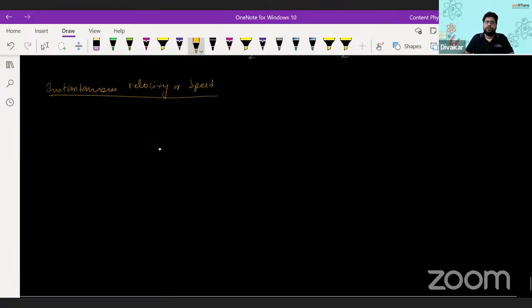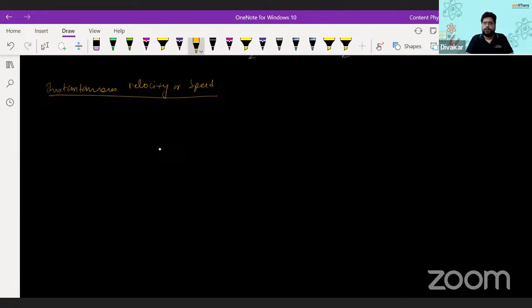Now, instantaneous velocity or speed is basically when you are not interested in the whole part of the journey. You are only interested in a small segment of it. So, for example, you are traveling from point A to point B, and in between, you pass point C. I'm not interested in your overall journey. I'm interested only in that point C.